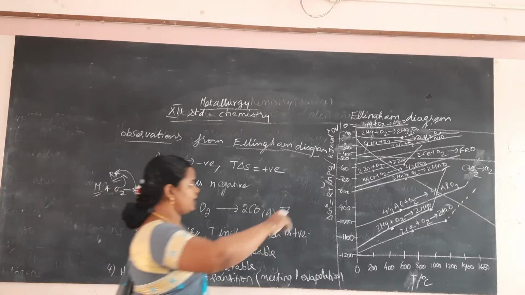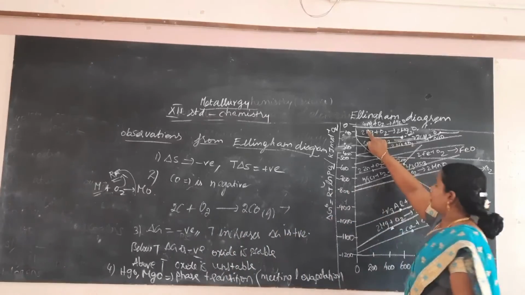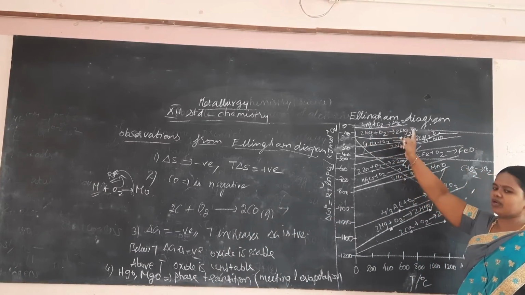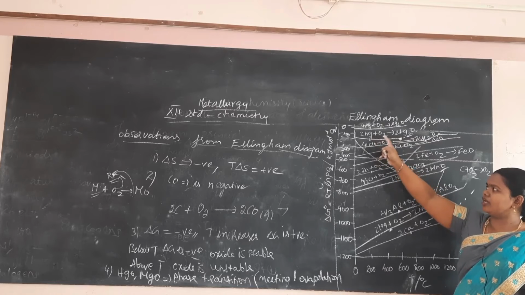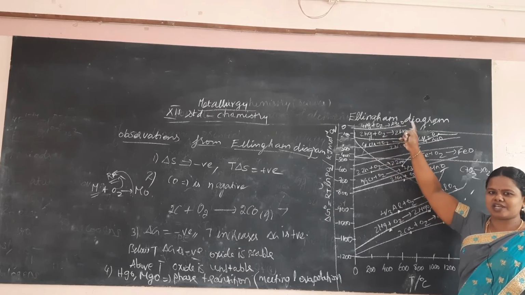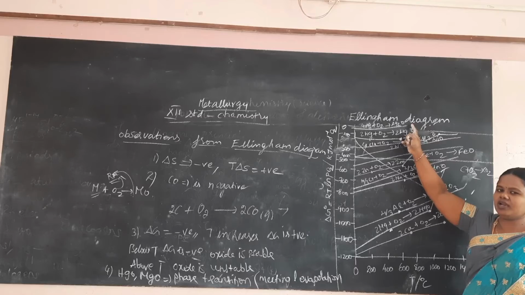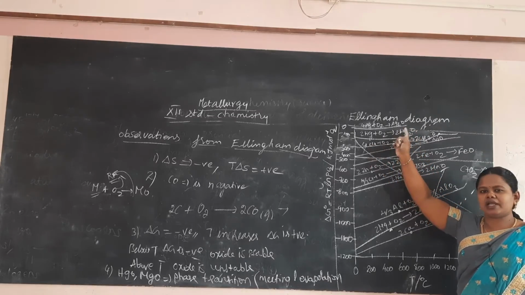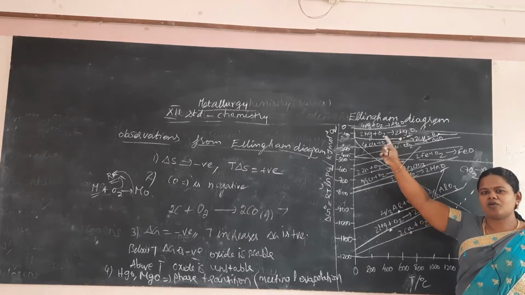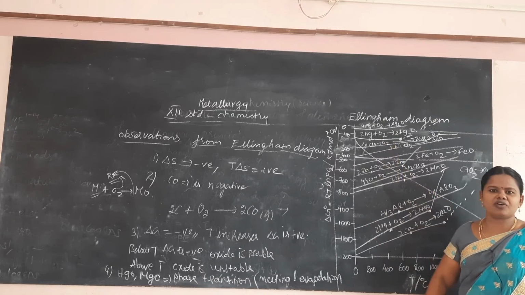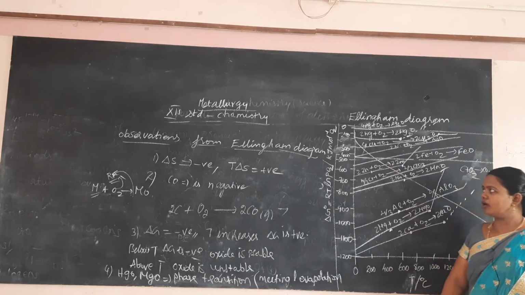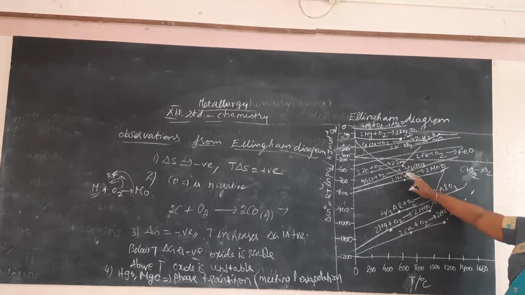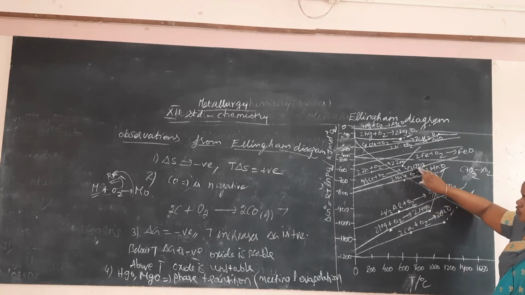Now, the first point, we will see the formation of silver oxide and mercuric oxide. There is a sudden change and it shows that it is not stable. This pathway is not stable, and carbon monoxide and carbon cannot be used as a reducing agent for this pathway.